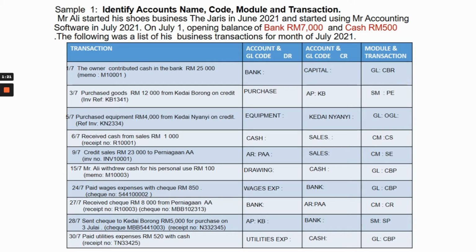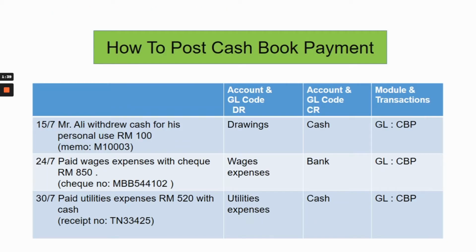This is the chart of the account, and for the transaction, you can look at there is debit side and the credit side, and we must choose the module and the transaction based on Mr. Accounting software. And this is the transaction that relate to cash book payment. The first one, Mr. Ali withdrew cash for his personal use RM100. So debit drawing, credit cash. And we use general ledger, and we must record the transaction under cash book payment.